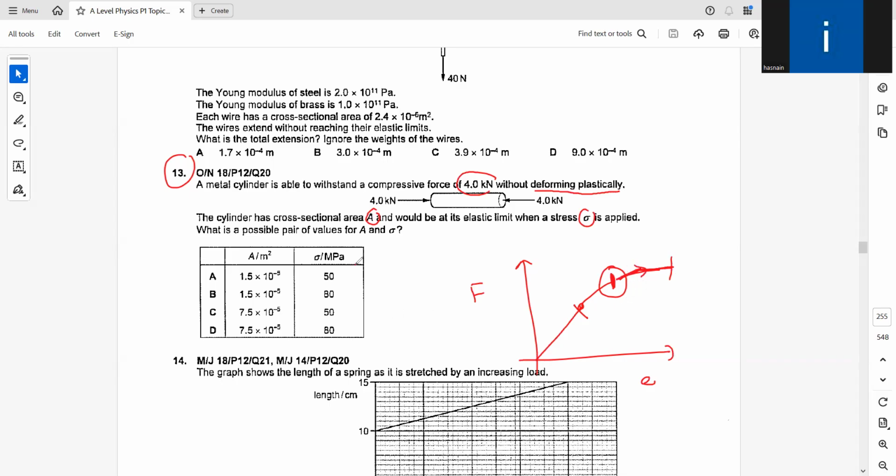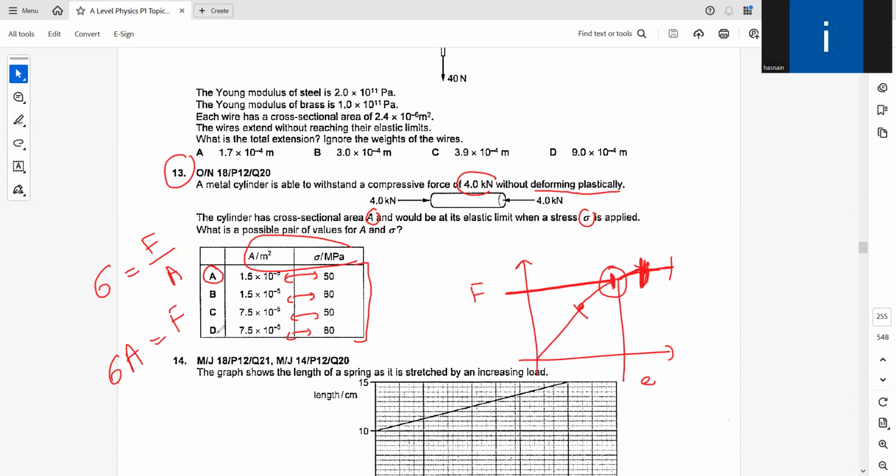So we should look for an answer of force that is more than 4,000, because right now it's somewhere here. That's 4,000, so it's more than that. Let's find this out. Simply, stress sigma is force over area, so sigma times area is force. That's a simple answer then. We just have to find the force for each option and see where it goes beyond 4,000.